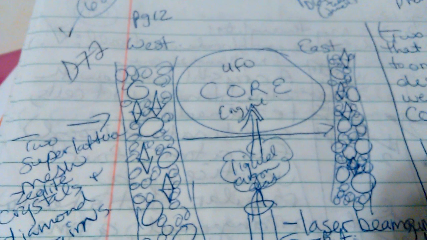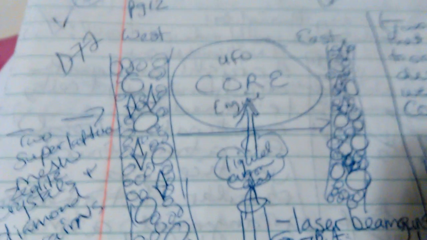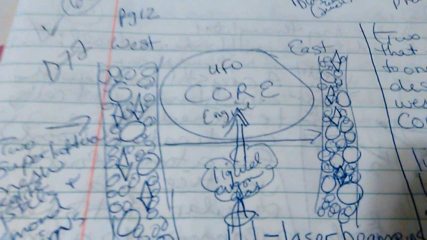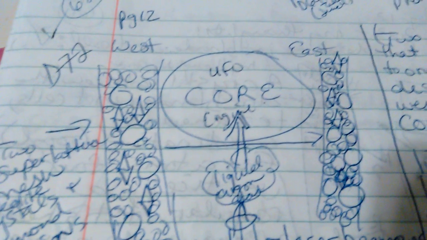Diagram 7.2 is large, so I'm just going to do a quick little shoot to show you what it all looks like right there, and then we'll go over to the notes over yonder here. So you have west and east at the top. You have a UFO core engine, which is in the middle.